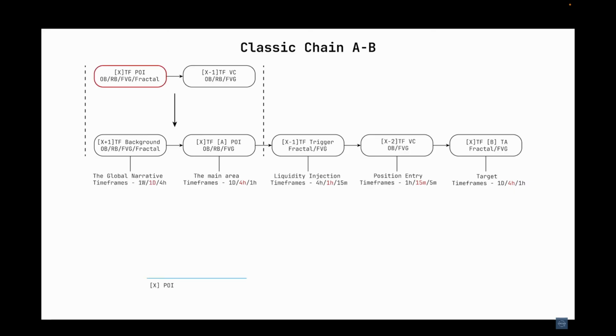The first thing we need to get is the global narrative, or in other words, the background for our positions. This can be any of the tools we use: order block, rejection block, fair value gap, or fractal point. Initially, this variable is on the X time frame. Considering we are intraday traders, most often this will be the 1-day time frame.